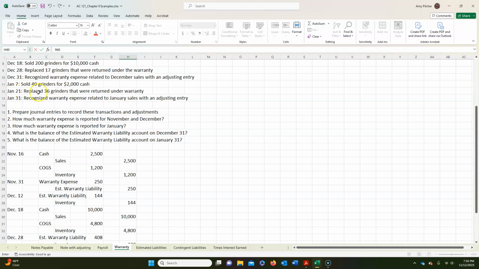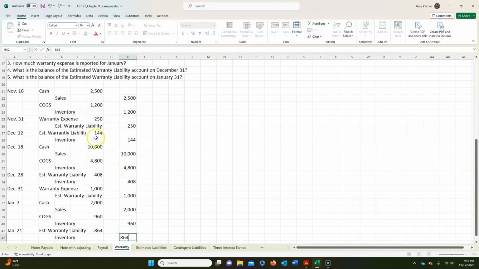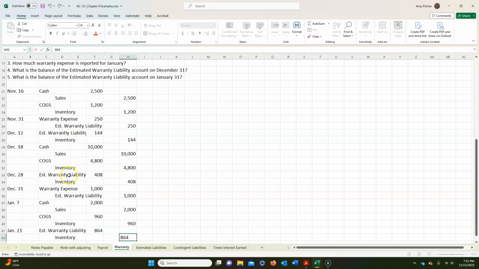On January 21st, we replaced the 36 grinders that were returned under warranty. So January 21st, we have estimated warranty liability and inventory. So we have 36 grinders times $24 apiece, or $864.